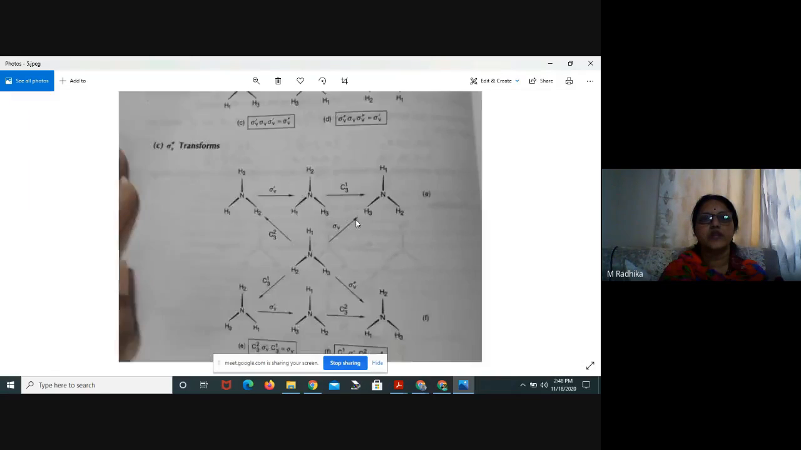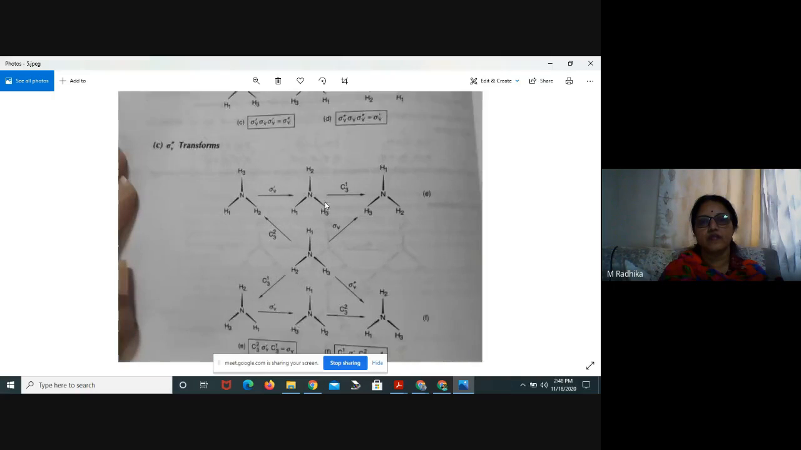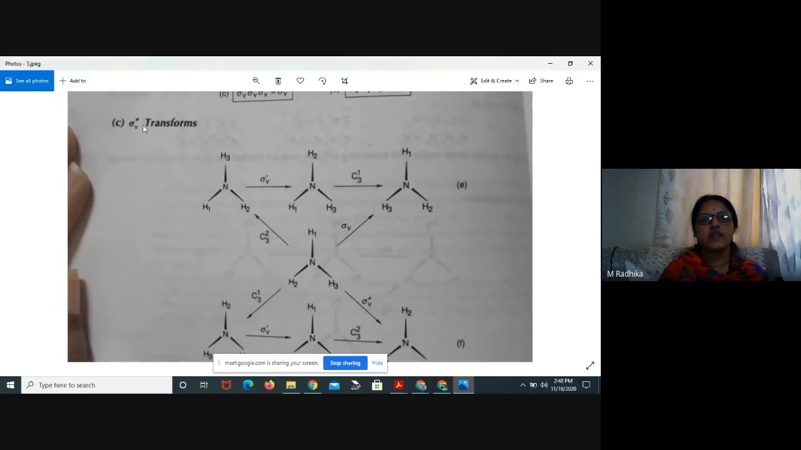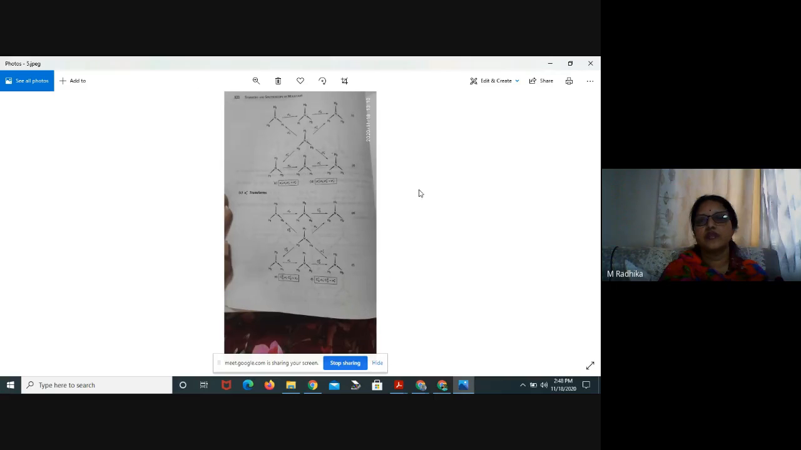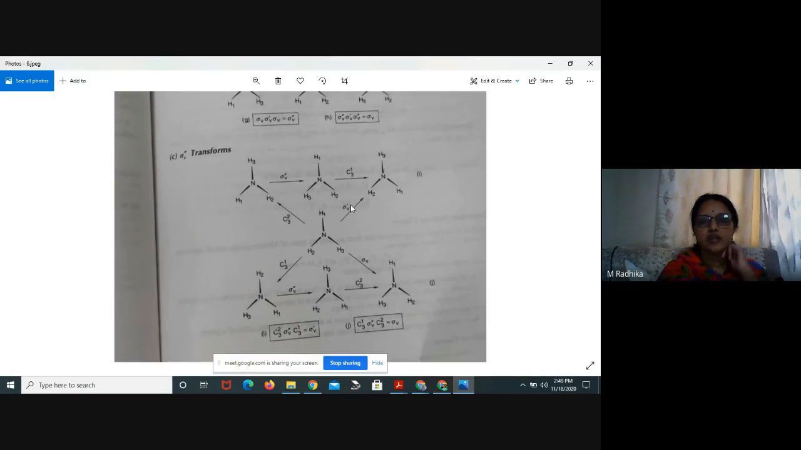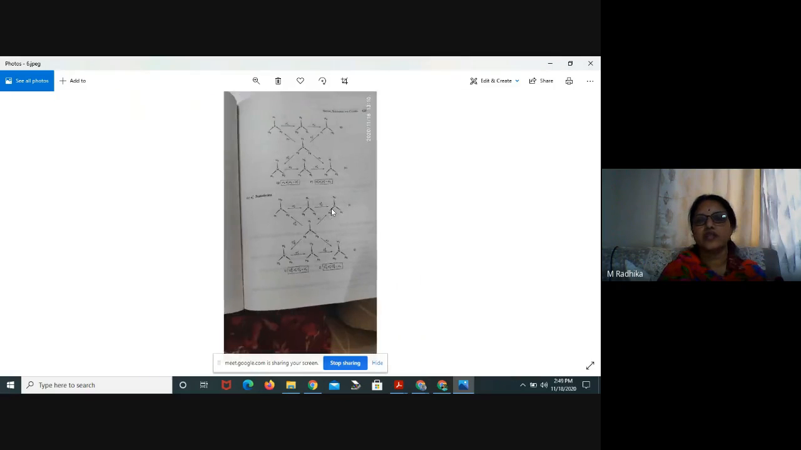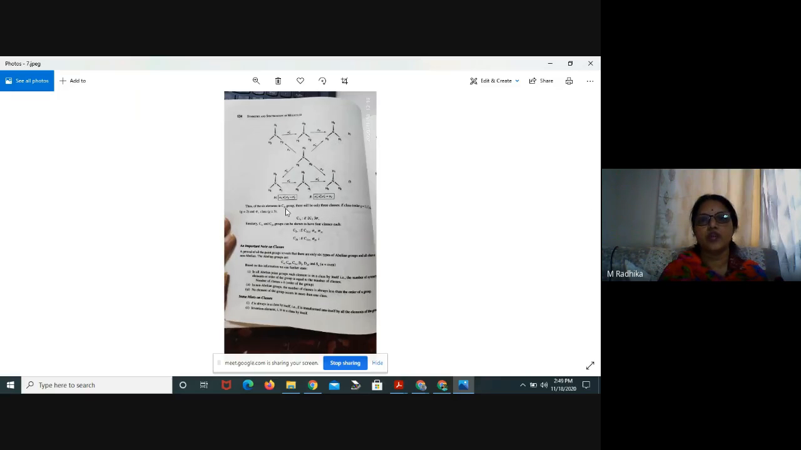This is one more example where all three sigmas are there. This is for sigma v double prime transformations. All these transformations are given clearly. So you can do it on your own and see how it is changing. I've already done enough. I think you can do it on your own because you know what is what.